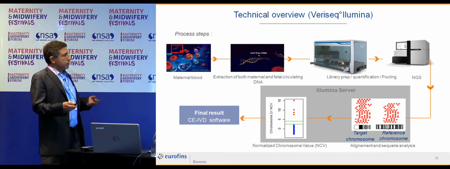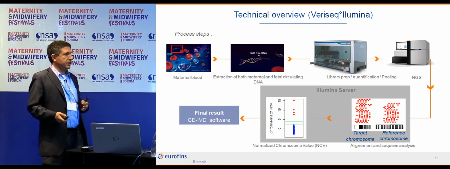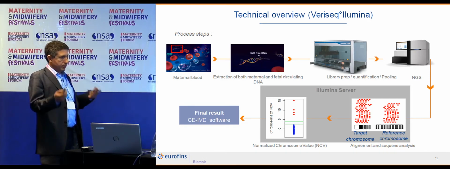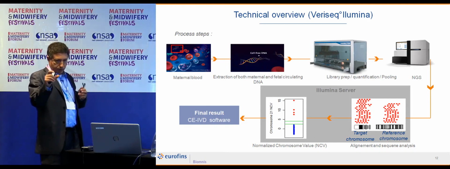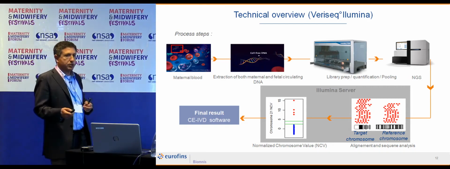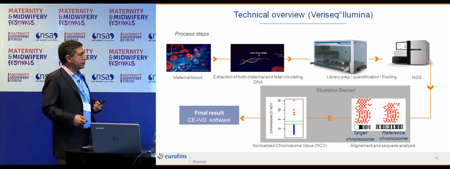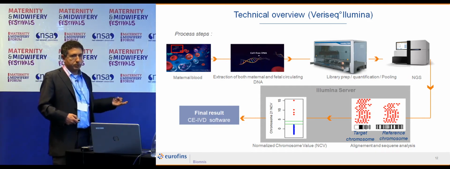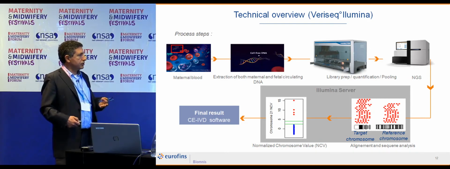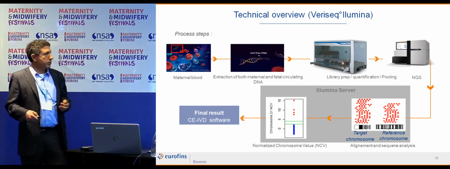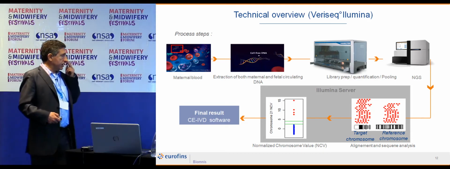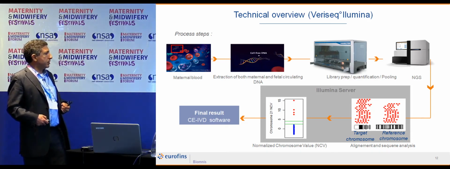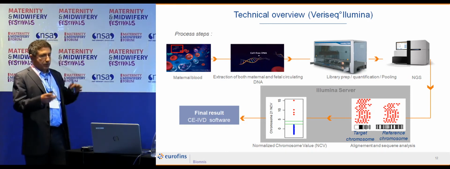And then what is sequencing? I told you it's breaking DNA into very small fragments, and the software can know for each fragment which chromosome it comes from. So we will have a certain amount of fragments coming from a target chromosome, for instance 21, and a certain amount of fragments coming from another chromosome that the software chooses as reference chromosome. And then there's a calculation of an NCV, normalized chromosome value, which allows us to give a final result with a CE-IVD marked software. So this is what happens in the lab.